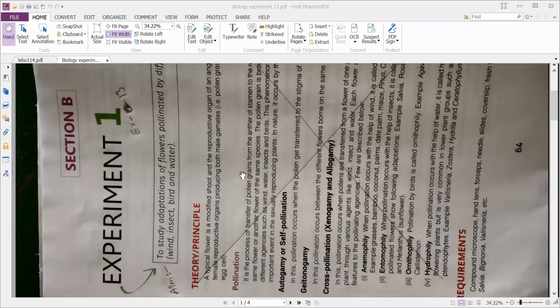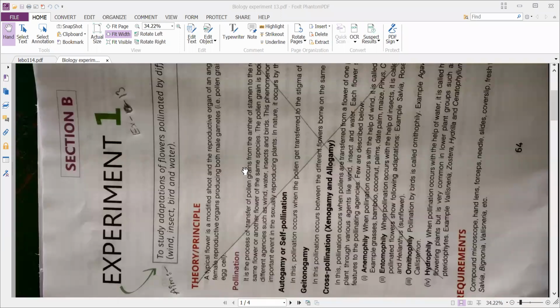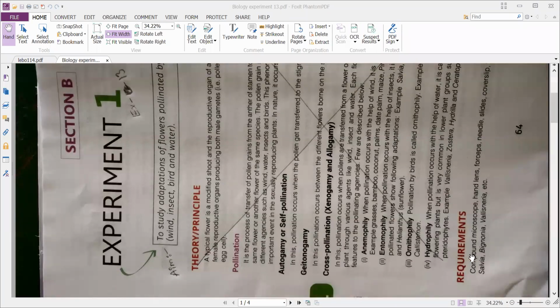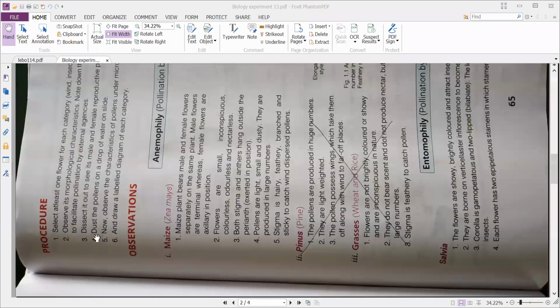Okay, ma. Today experiment number 13. To study the adaptations of flowers pollinated by different agencies like wind, insect, bird, and water. Different types of pollination we have to see. That is the aim. And next, requirements. And procedure.